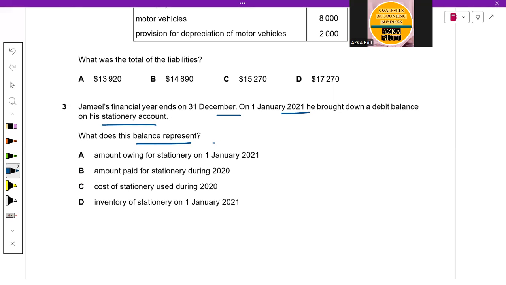So does the debit balance represent the inventory of stationery that Jamil had on hand as of 1st January 2021? So the correct answer is D, inventory of stationery on 1st January 2021. So this is the right answer.